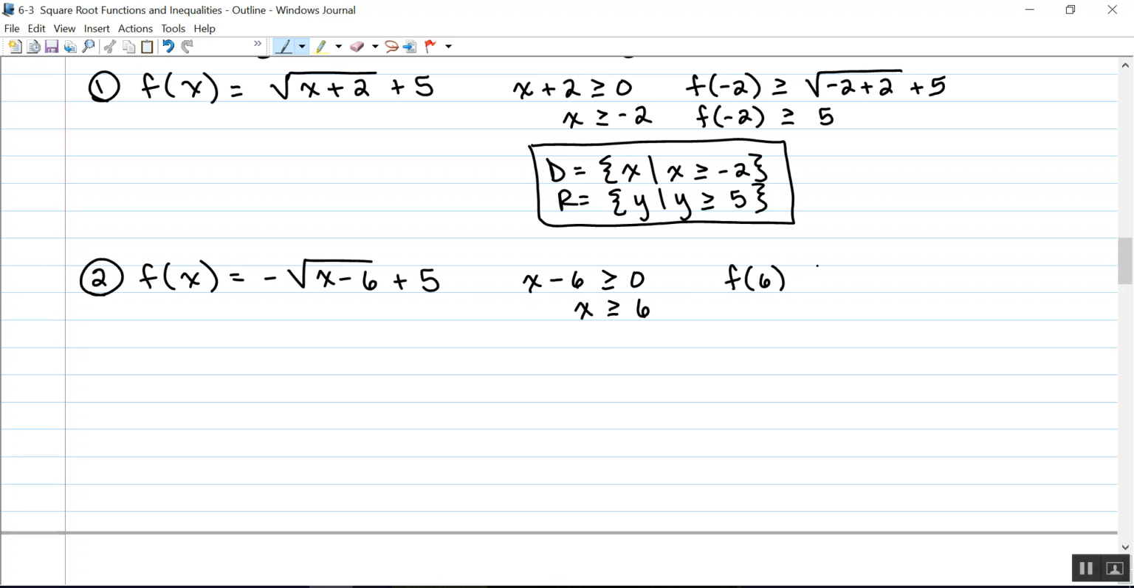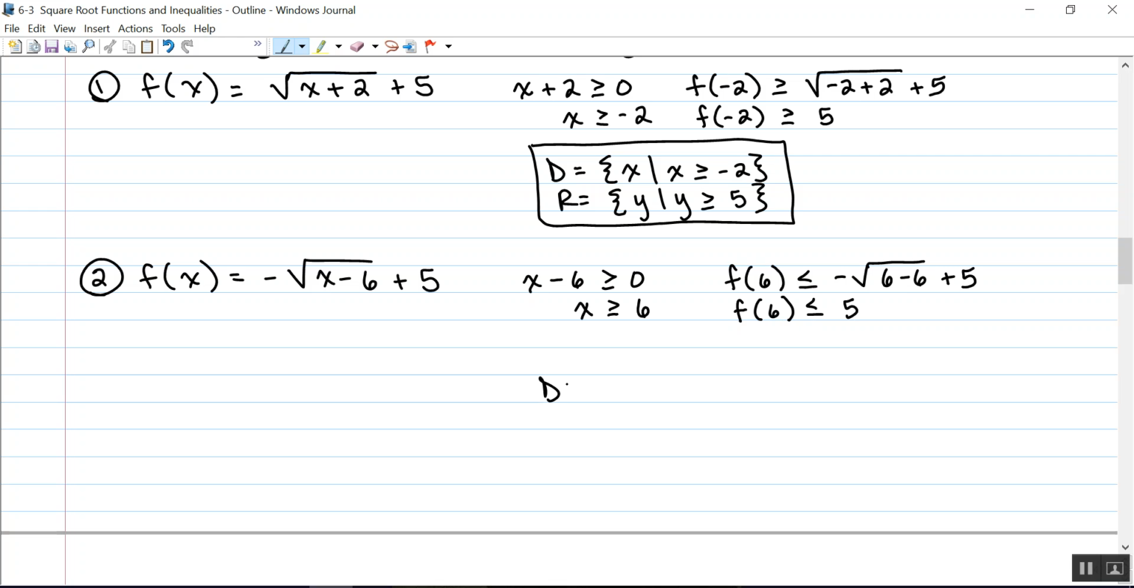Normally I would do a greater than or equal to, but because of this negative sign here, I know that the graph of this is going to be below the x-axis, so my y's have to be less than or equal to whatever this value is going to be. So the negative square root of 6 minus 6 plus 5. That's going to give me the negative square root of 0. Negative 0 is just 0. So f of 6 is less than or equal to 5.